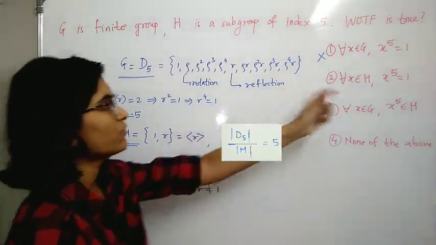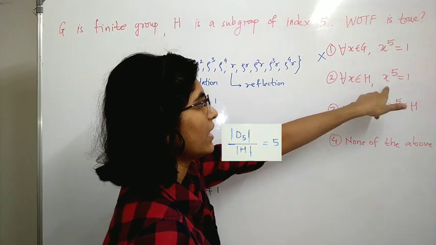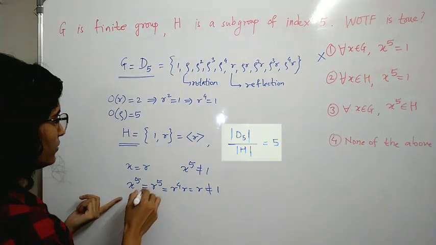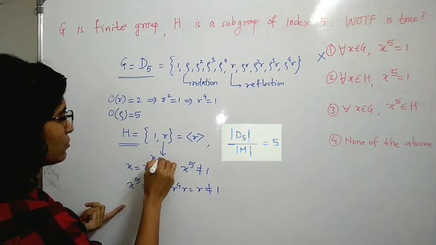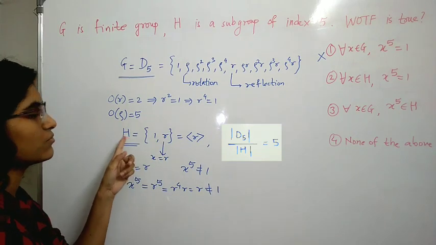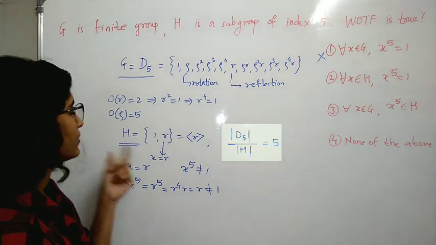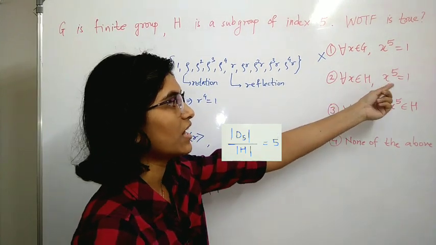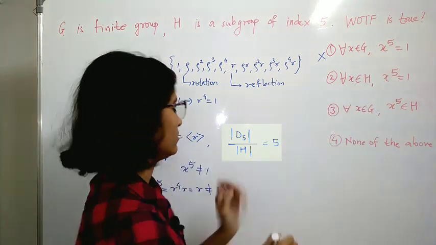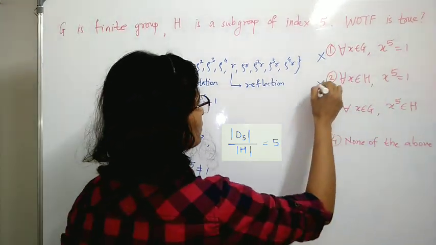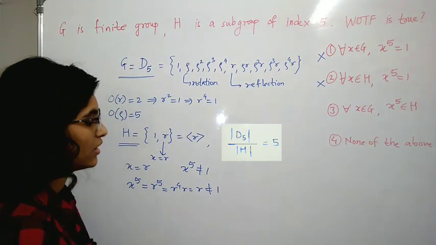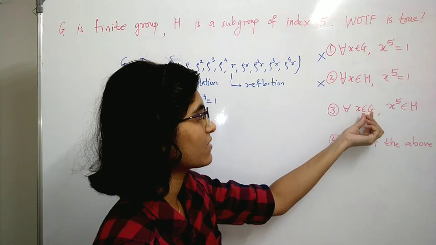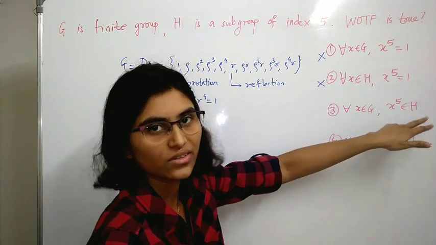Now for all x in H, we have x raised to 5 is 1. Clearly this is not true, because here we have taken x equal to R and this x is in H. So we have this element R in H such that R raised to 5 is not equal to 1. So this is also not true. Now look at the third option. The third option says that for all x in G, x raised to 5 is in H.